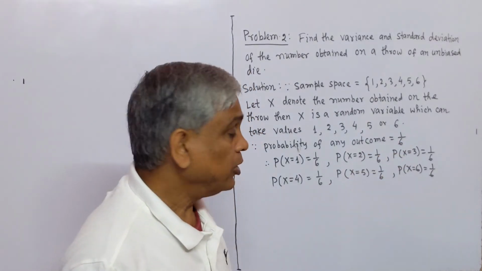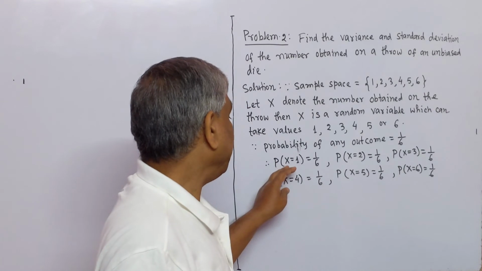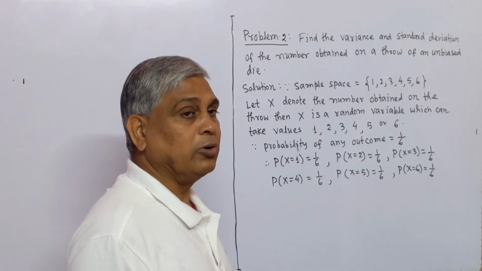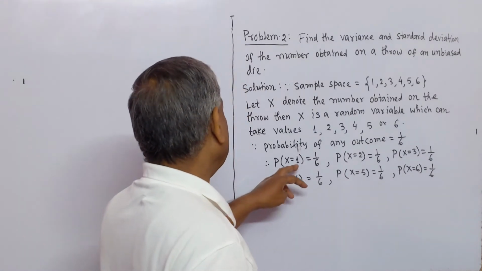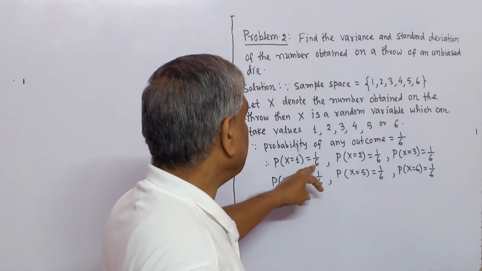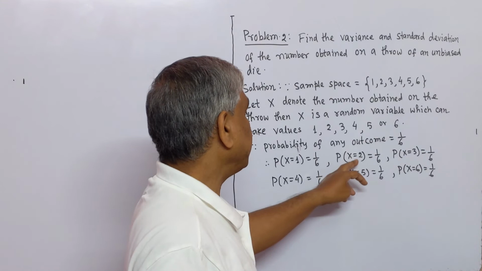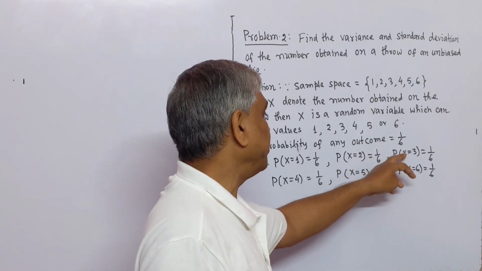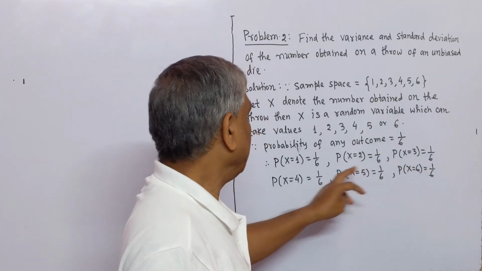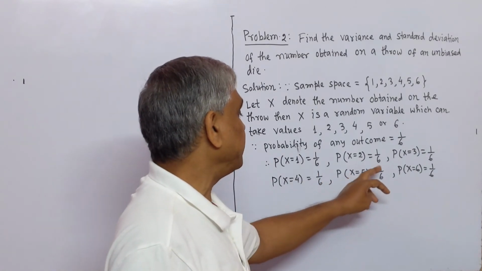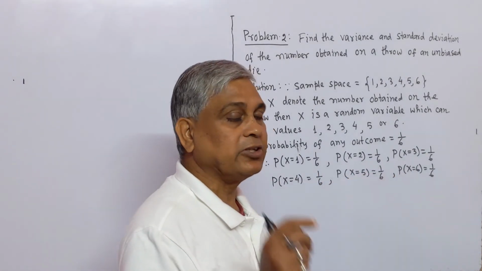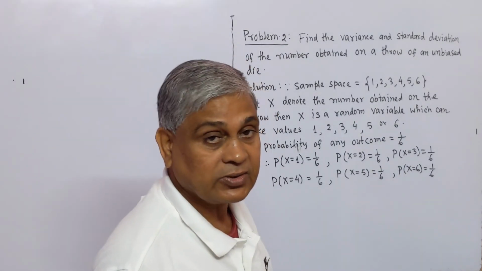Now, we write probability for capital X equal to 1. If we get value of the random variable 1, then probability will be 1 by 6. Similarly, probability for X equal to 2, 1 by 6. Probability for X equal to 3, 1 by 6. Probability for X equal to 4, 1 by 6. Probability for X equal to 5, 1 by 6. Probability for X equal to 6, 1 by 6.